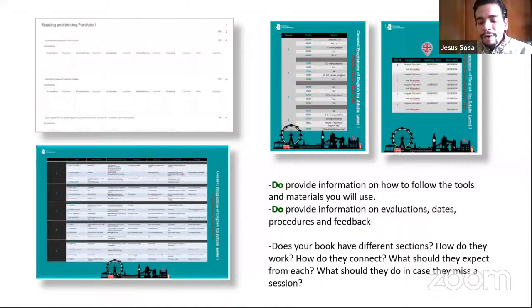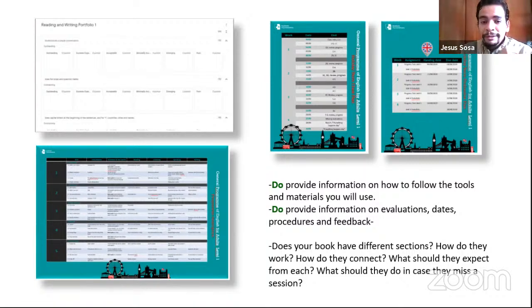So provide information on how to follow the materials that you're going to use and all the tools that you're going to use. Provide information on the evaluation, the dates, the procedures. If you have rubrics, show them the rubrics to also know what they are going to be expected. And this connects to elements I was talking about before. Okay? You can see, for example, on the images, that one is a rubric of a portfolio we had.